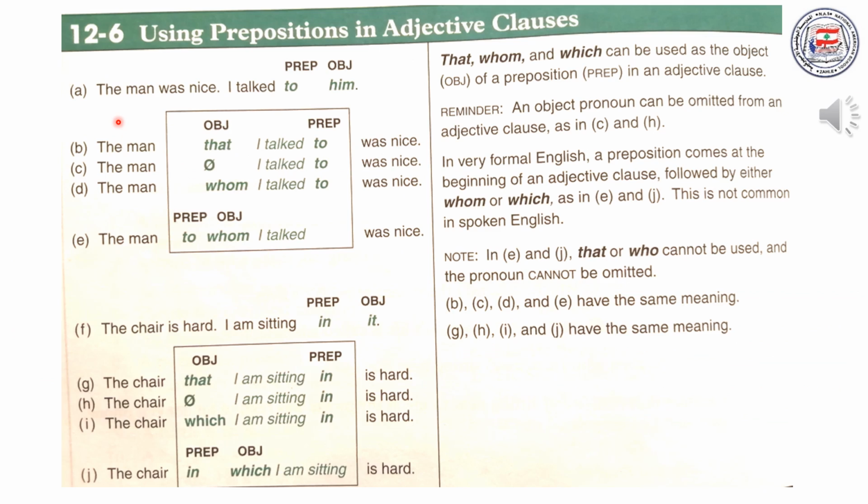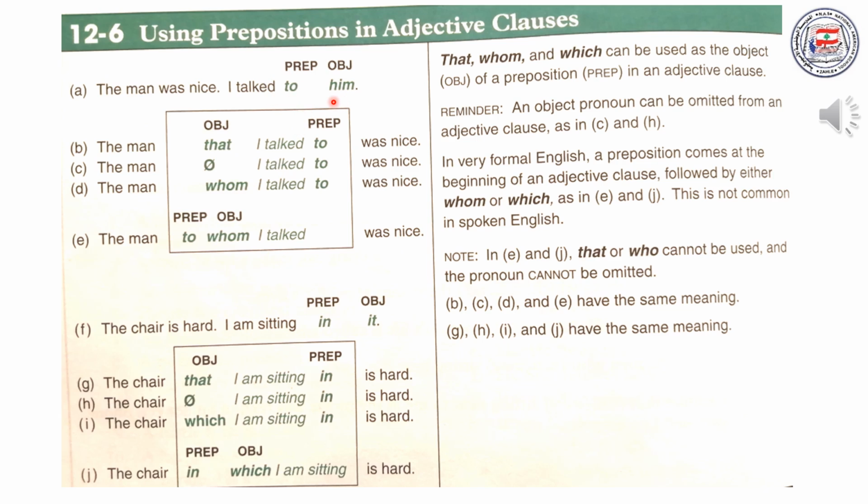Kindly open your grammar books, page 332. Lesson 12.6, using prepositions in adjective clauses. Look at the following examples. Part A. The man was nice. I talked to him. To is a preposition and him is the object of the preposition to.